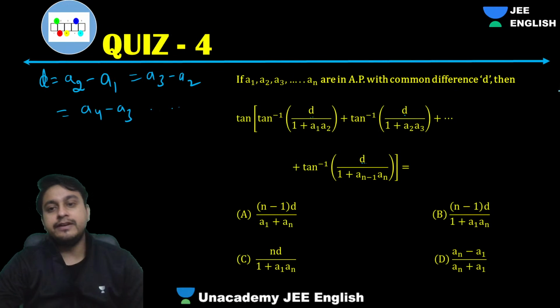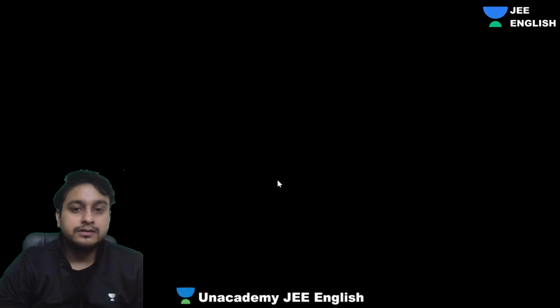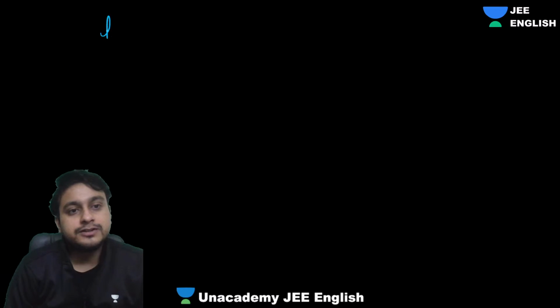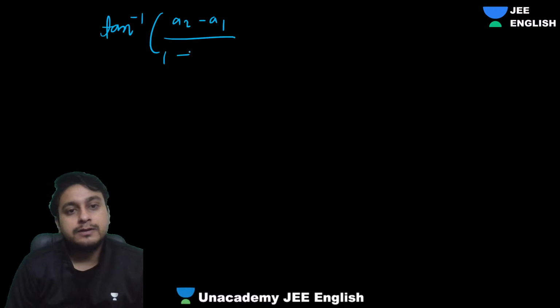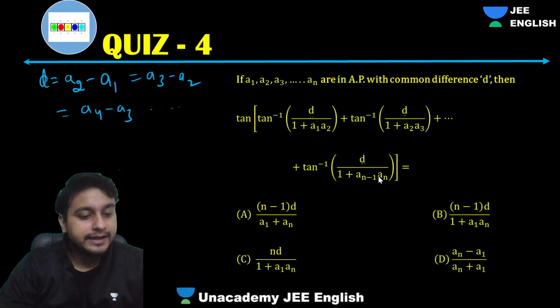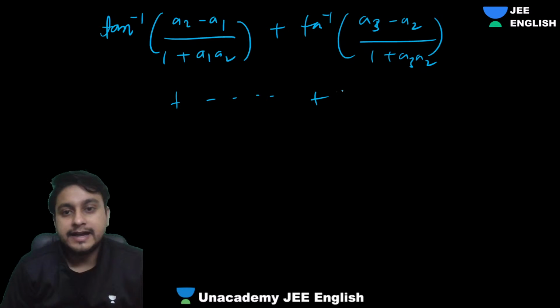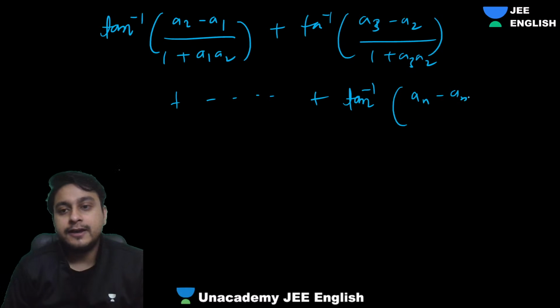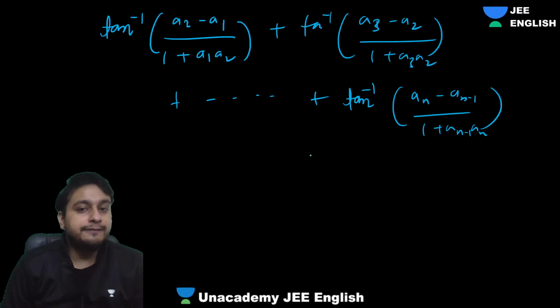So guys, what in general we are getting is, if you look into this one, first will be tan inverse of a2 minus a1 upon 1 plus a1 a2. Then we'll have tan inverse of a3 minus a2 upon 1 plus a3 a2, and the thing will go on till where, guys? In the final step, you will be getting tan inverse of an minus 1 upon 1 plus an minus 1 into an, right? That's what we'll get finally.